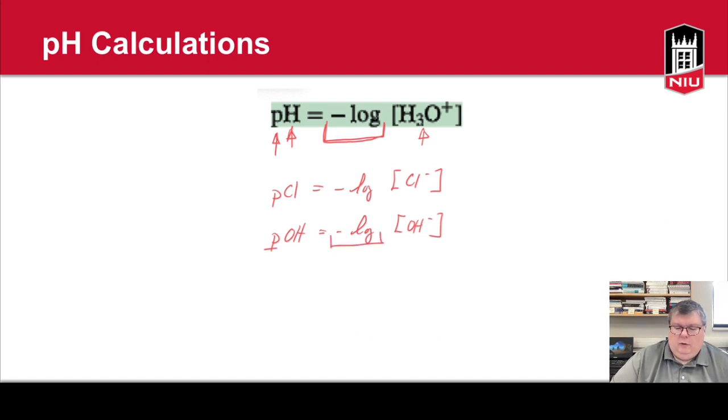So mathematically, we're taking things that are really small, usually like the concentration of hydronium or hydroxide ions in solution, and turning it into a decimal number, a number that's fairly large. That's what the logarithm does. It takes the small number and makes it like a decimal.